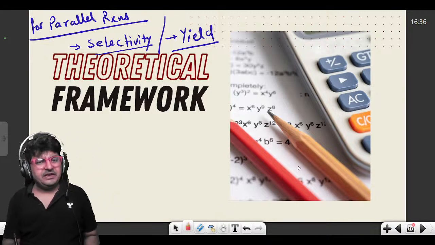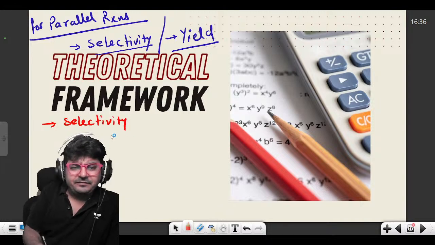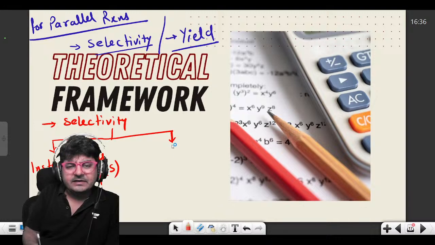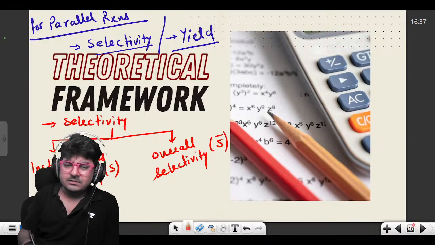तो पहले हम selectivity की बात कर लेते हैं. So you know here selectivity is categorized in two parts. One is instantaneous selectivity, which is denoted by capital S, and second is overall selectivity, which is denoted by capital S bar. Okay.